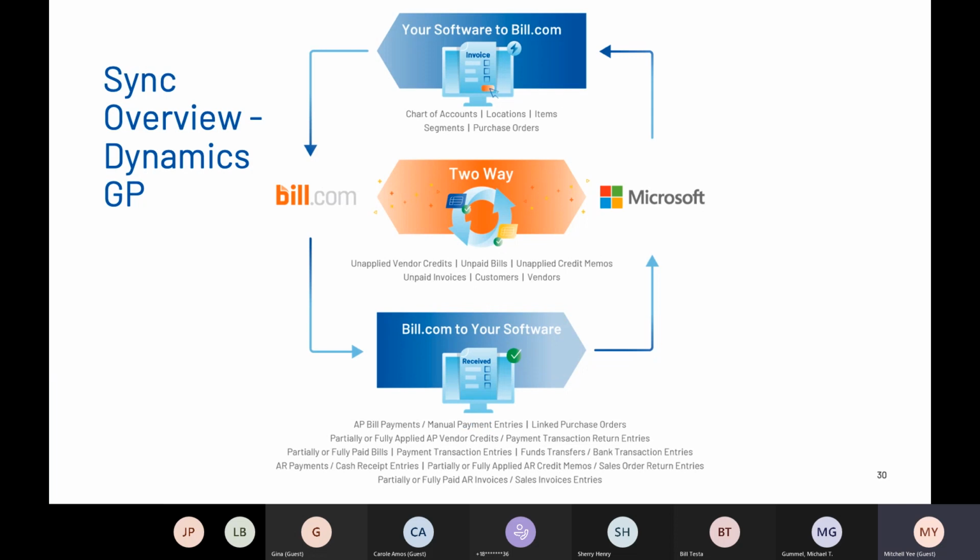When we look at the sync overview for Dynamics GP, it's very similar. You have things that go from your software to Bill.com, you have two-way sync, and you have Bill.com to your software. And all of it is very similar. As you can see, there are just a few differences, as GP is slightly different than Dynamics 365, but all of this will sync. And the sync is simple and easy to set up. Remember, just a few hours, not weeks, not months, just a few hours.